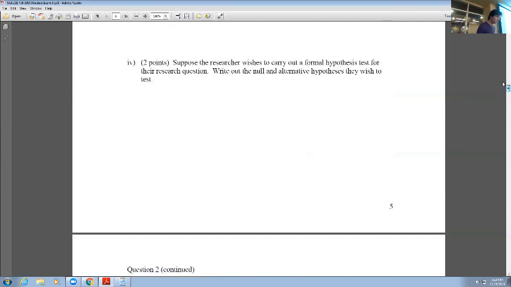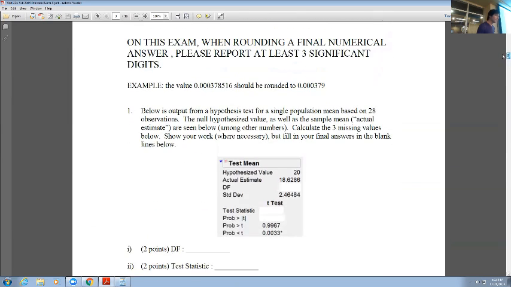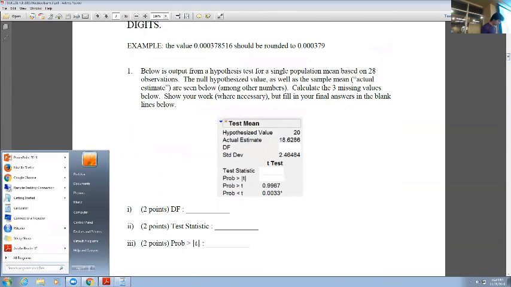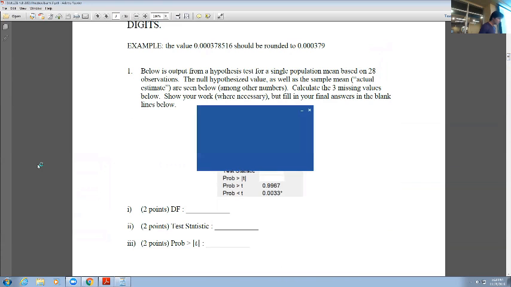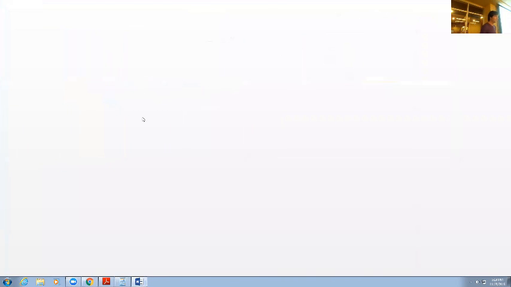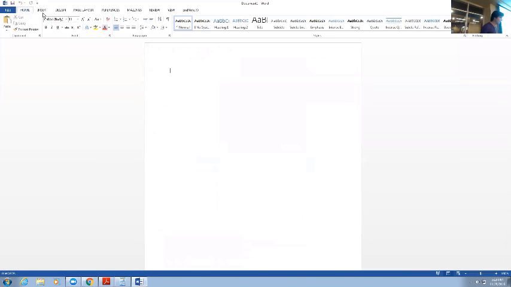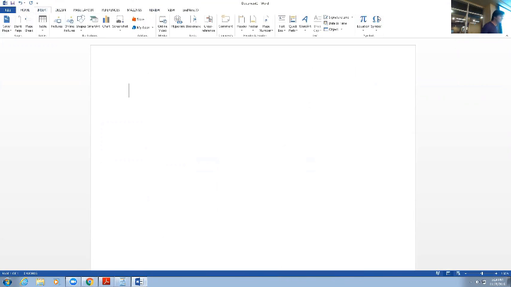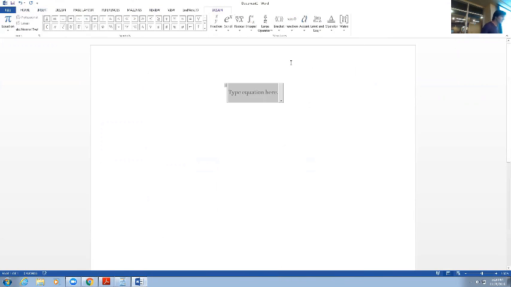Is there any way you can do this in Word too, so that we can see? Yeah, let's do that. I like your idea because it's too much scrolling back and forth. I was feeling it too. And let's go to Insert, Equation, and put this in.